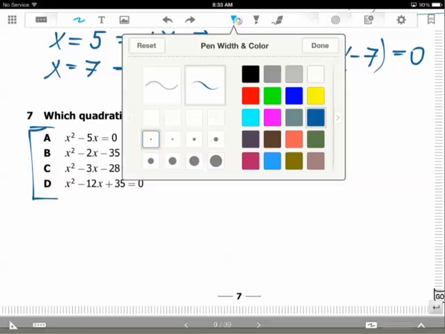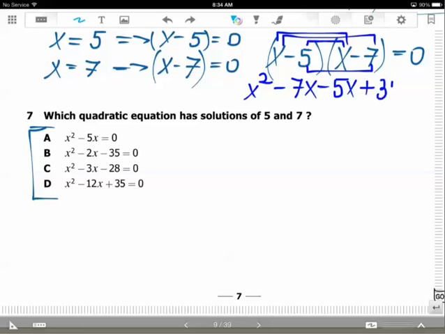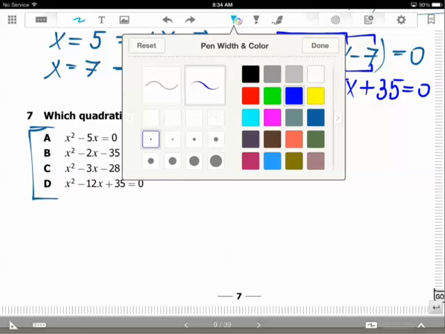And all you have to do next would be to FOIL these two, right? You're multiplying the first terms, which is x times x, gives you x squared. Then the outer terms, which is what? X times negative 7, which gives you negative 7x. The inner terms, right? Negative 5 times x, negative 5x. And the last terms, negative 5 times negative 7, which will be positive 35, equals 0.